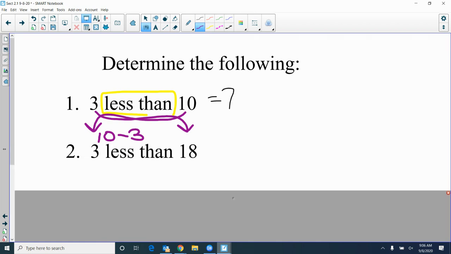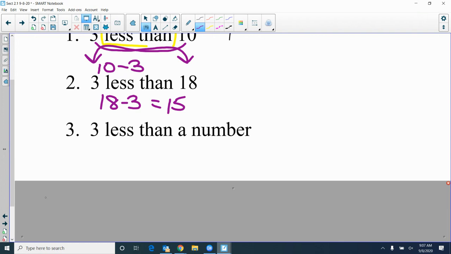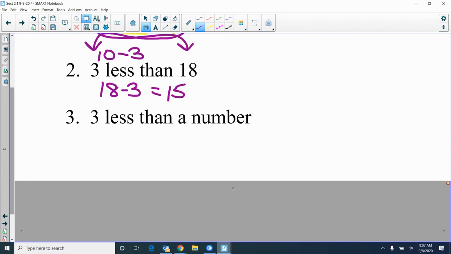If I have 3 less than 18, Grant, how do you think I write that? 18 minus 3. What's 18 minus 3? 15. All right, and then one more. 3 less than a number. Okay? 3 less than a number. Zach? X minus 3. Good.